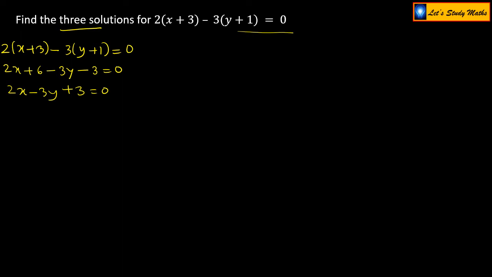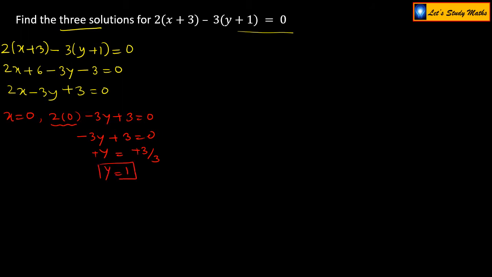So now I'll consider x is equal to 0. When x equal to 0, then 2 into 0 minus 3y plus 3 is equal to 0. 2 into 0 is 0. So then minus 3y plus 3 is equal to 0. Then y is equal to minus 3 by minus 3. So minus minus cancel, it is plus now. Then y is equal to 1. So it is the first solution of the given equation.